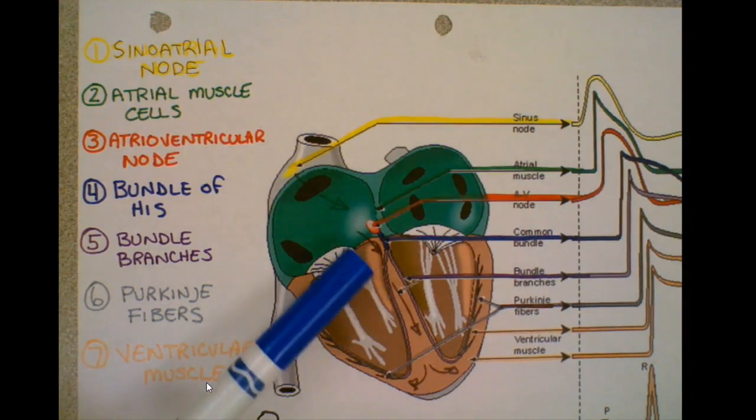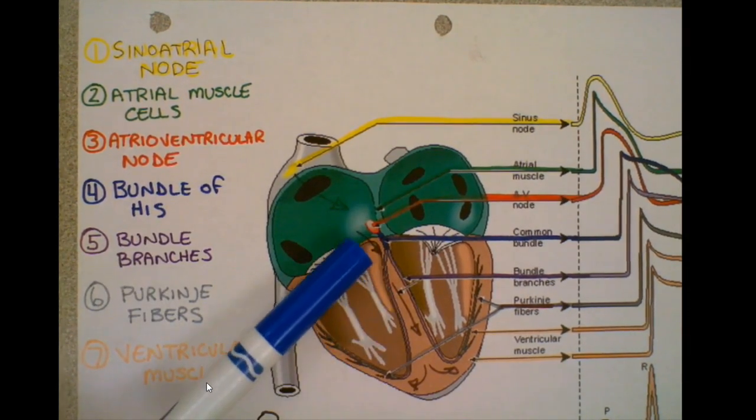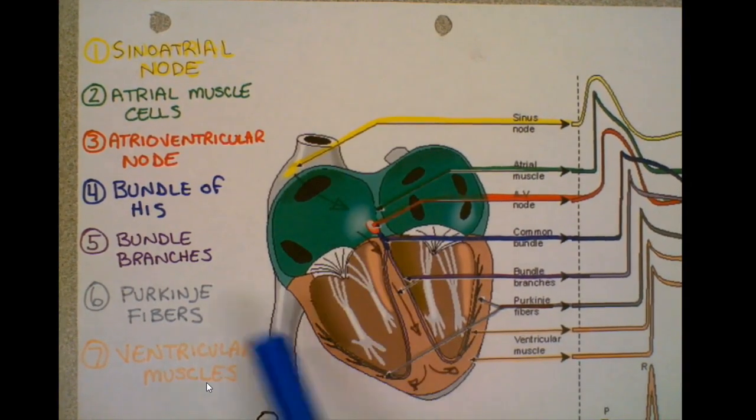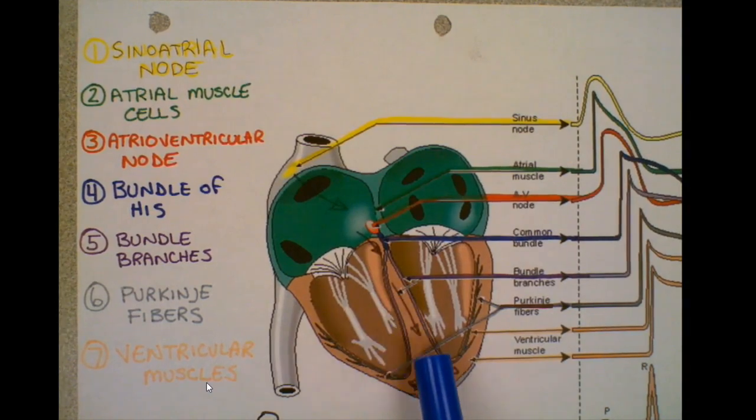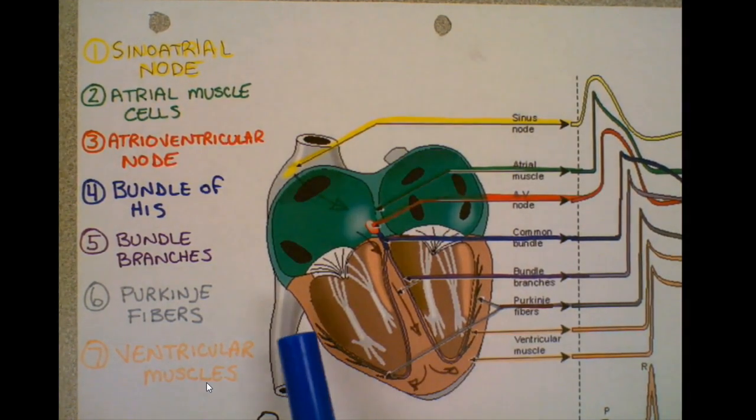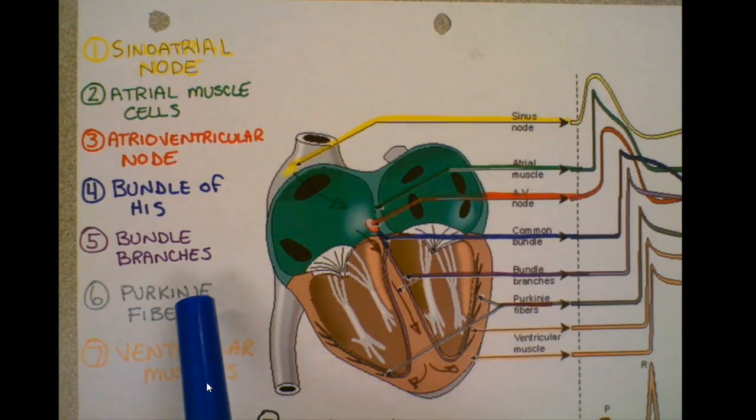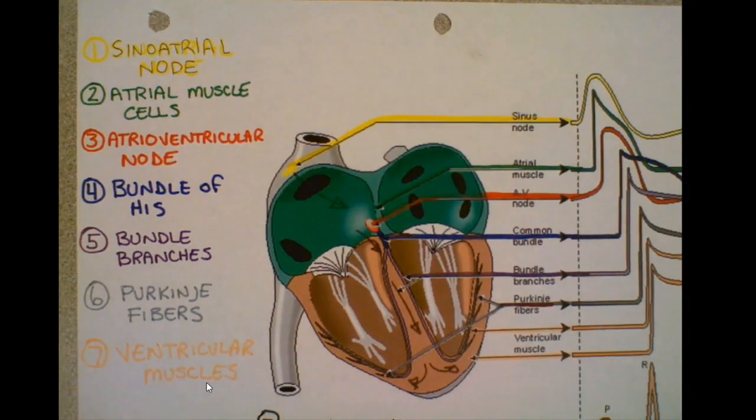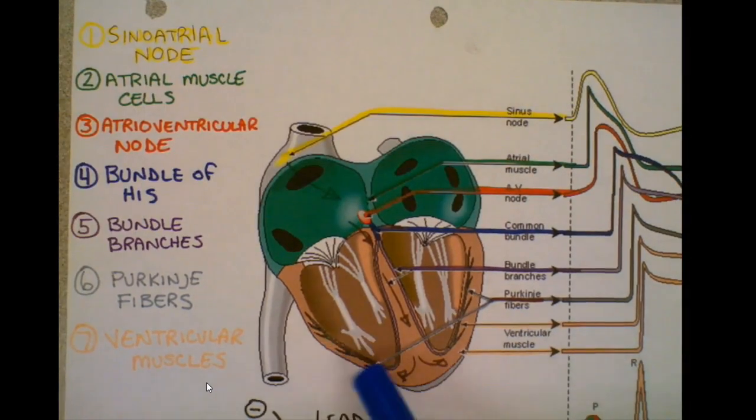And there's a short little segment here called the bundle of His, and then that bundle of His branches. And so we have a left and right bundle branch that carries the electrical signal through the interventricular septum. And then from there, it reaches the apex of the heart where it spreads out through these muscle fibers called the Purkinje fibers, which then spread the action potential through the ventricle.